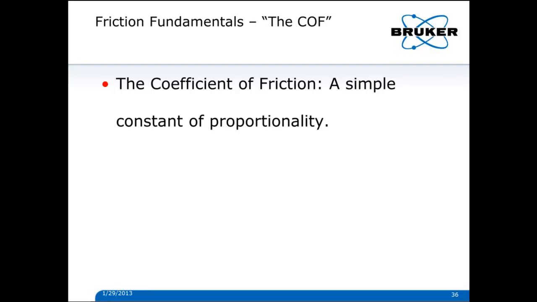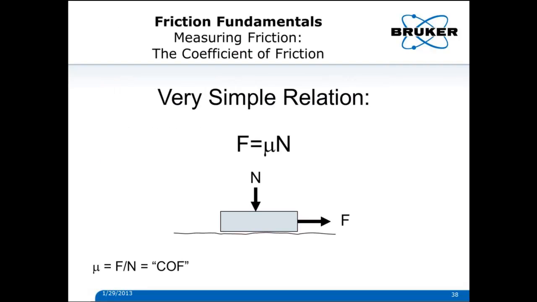So the coefficient of friction, COF, is a concept. It's a simple constant of proportionality. Or is it a simple constant of proportionality? The relation itself is very simple. F, the frictional force resisting motion, is seen to be proportional, by the coefficient μ, times N, the normal force. μ equals F over N, the coefficient of friction. So really all I need to do to measure it is apply a known N and measure the F.